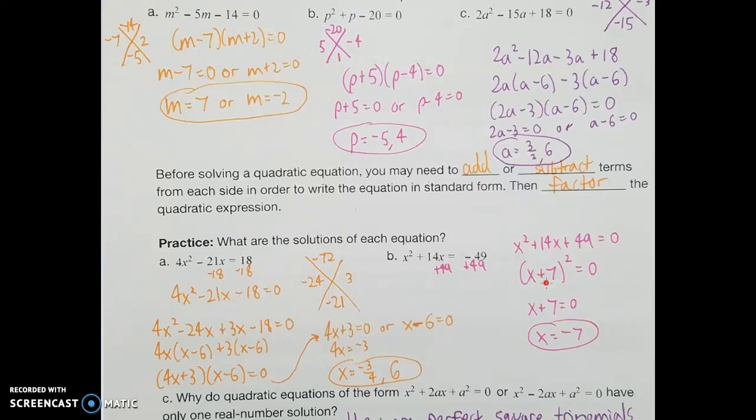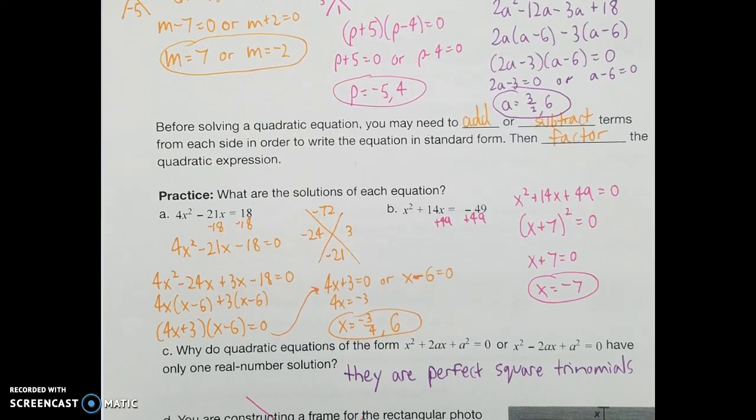If I'm trying to solve this, since there's only one possible factor, I only have to look for one possible solution. If I take x plus 7 to be 0 and subtract 7, that just means I have one answer, which is negative 7. So negative 7 is the only solution to that quadratic equation.